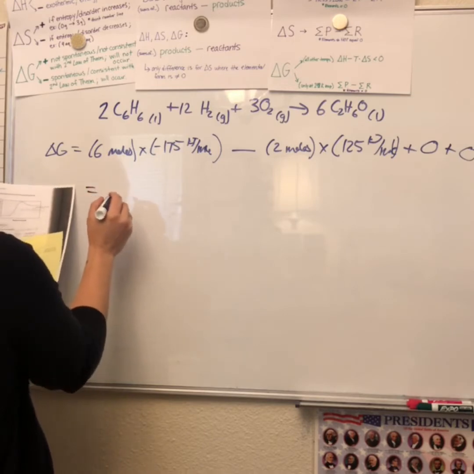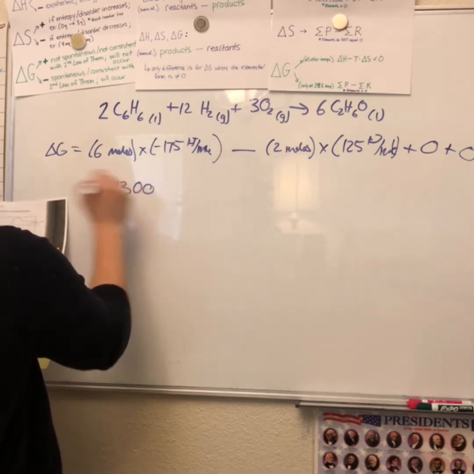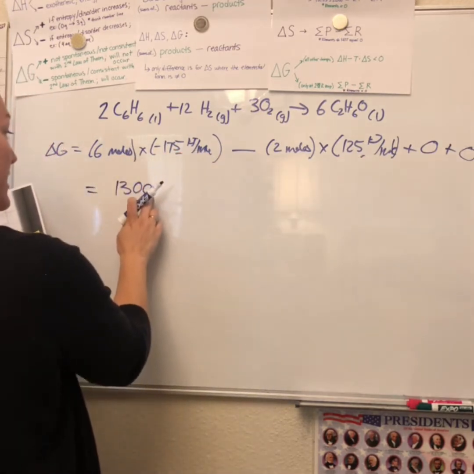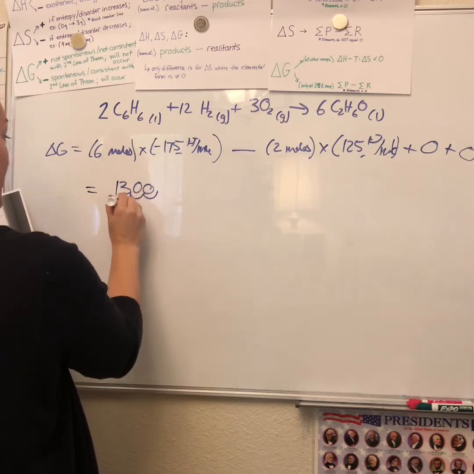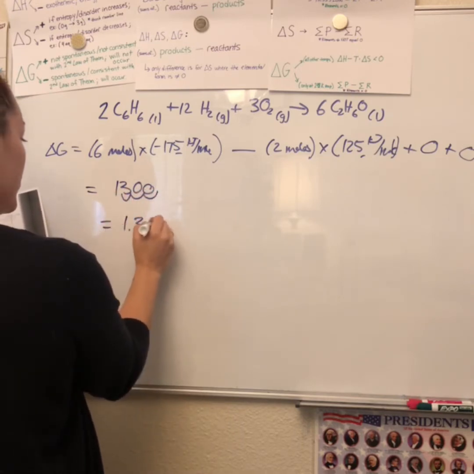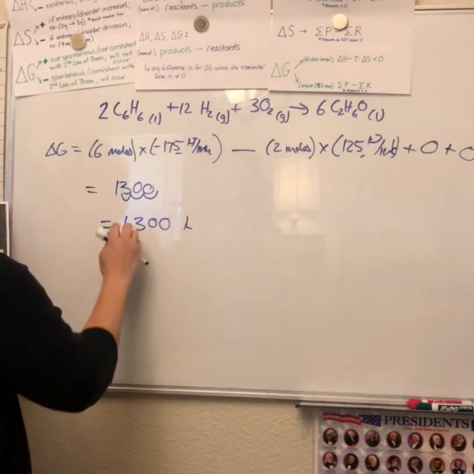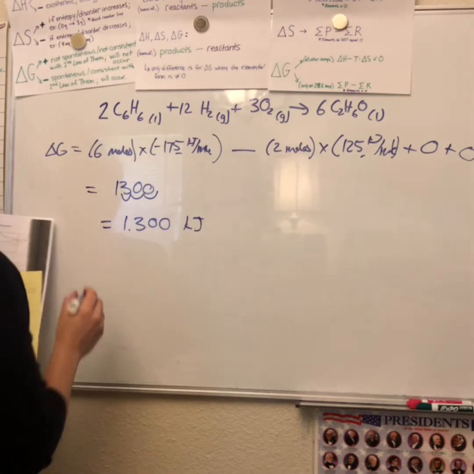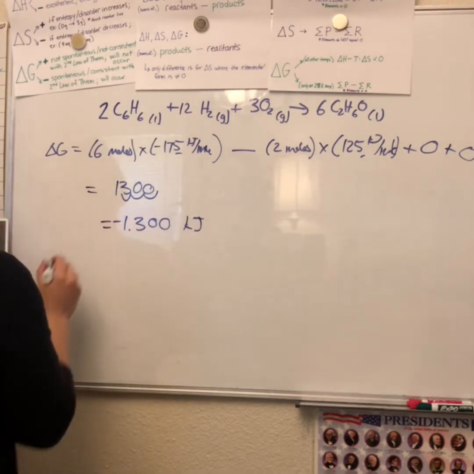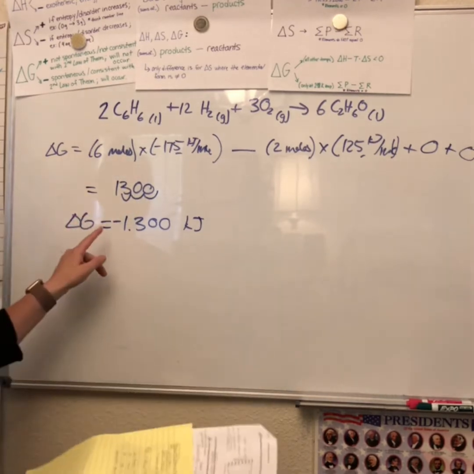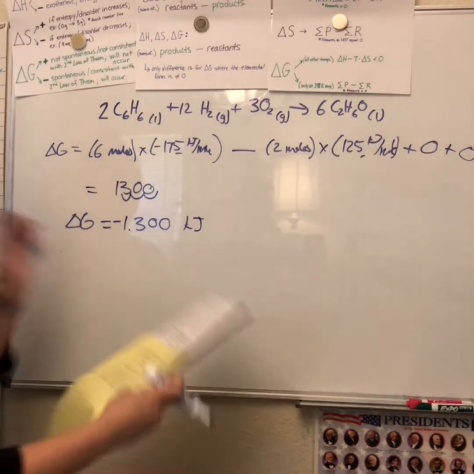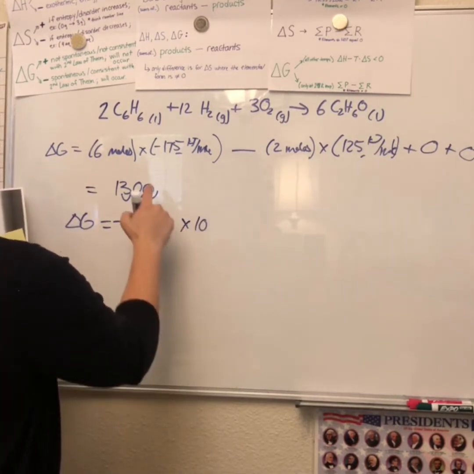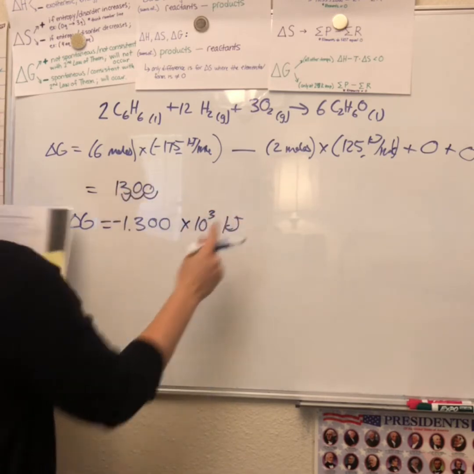So I go ahead and look. I get 1300, but I'm going to look back and see I need it to go to the ones place right here. This shows that it doesn't, so I'm actually going to have to change it and rewrite it this way using scientific notation, so that we know that it was actually measured out to here. And this is negative, so delta G is equal to negative 1.300 times 10 to the 3 kilojoules.